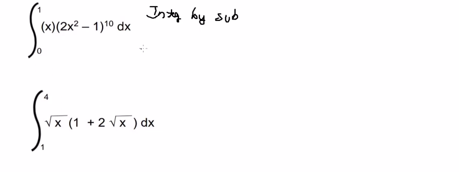So we can put u equal to 2s squared minus 1. So we first take the derivative of this one. You get du equals 4s. Because we don't have the number 4 in here, we divide both sides by 4.